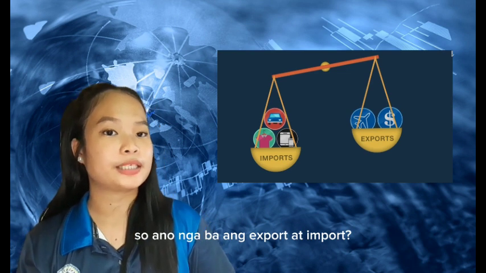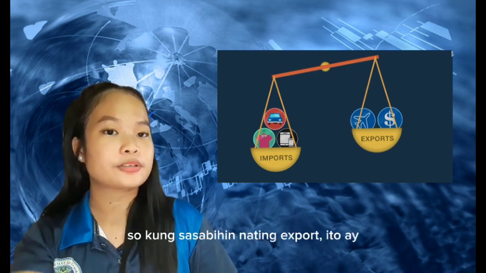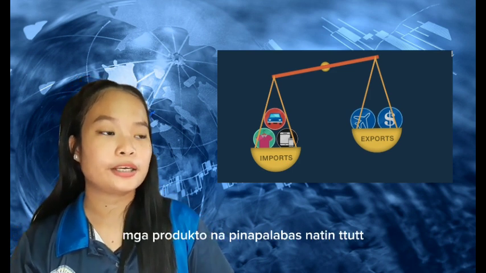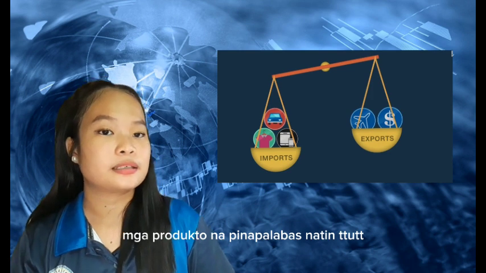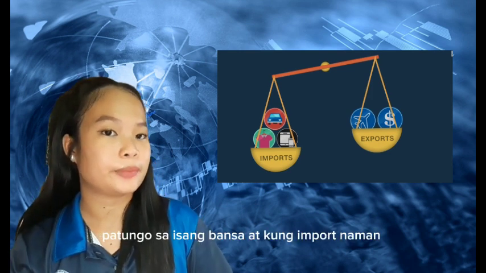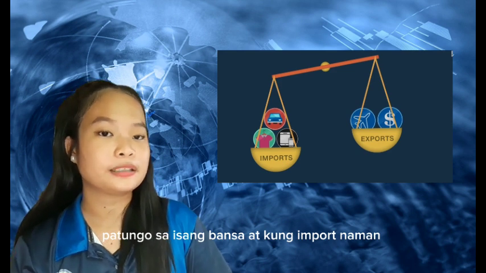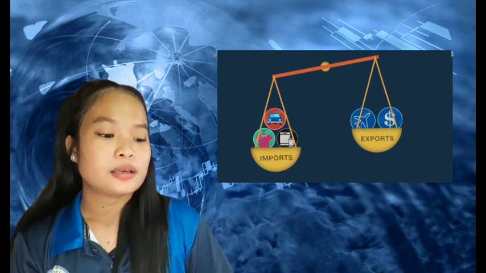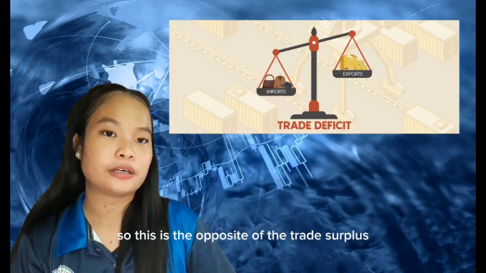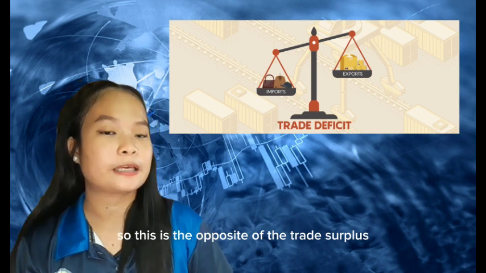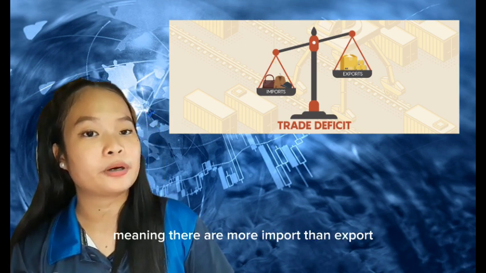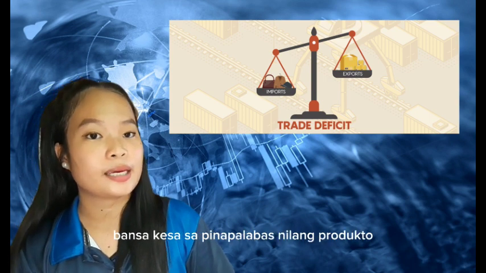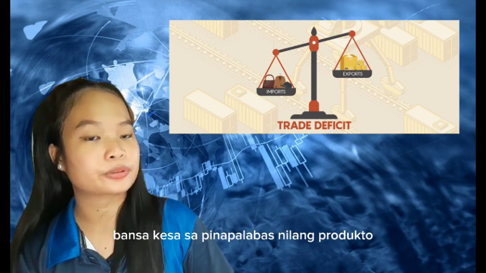So ano nga ba ang export at import? So kung sasabihin natin ay export, ito ay mga produkto na pinapalabas natin patungo sa isang bansa. At kung import naman, ito ay mga produkto na pinapasok natin galing sa ibang bansa. Next, we have trade deficit. So, this is the opposite of the trade surplus, meaning there are more imports than exports. So, mas maraming pinapasok ang isang bansa kesa sa pinapalabas nilang produkto.